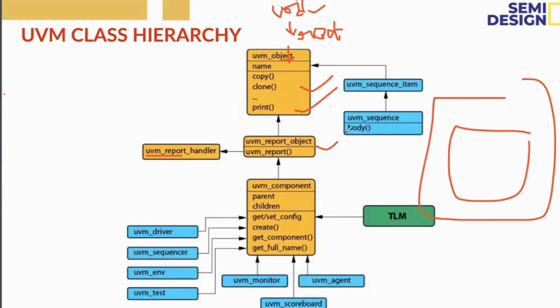So what is the UVM report here? Please note down the points. It contains the configuration data. It will generate the reports. And there is a UVM component. UVM component is the child class for UVM report. Report means it has all the messages like warning messages or error messages.